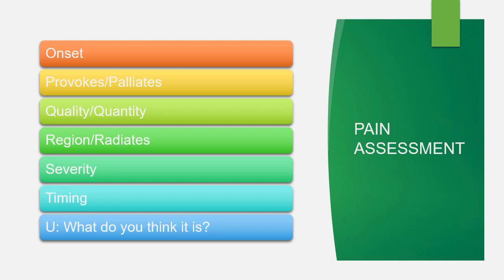Severity. Severity is a very subjective description. So you want to ask on a scale of 1 to 10 if 0 is no pain at all, and 1 to 2 is discomfort, 3 to 4 is mild, 5 to 6 is moderate, 7 to 8 is severe, and 9 to 10 is unbearable. 10 is the worst pain you've ever had in your entire life.